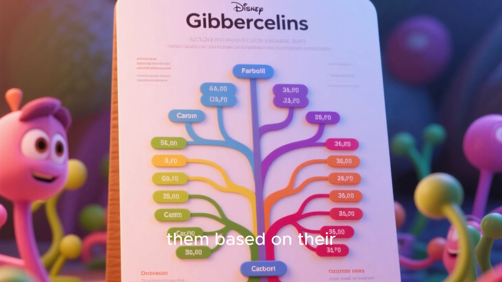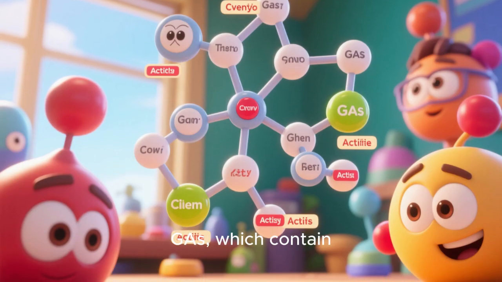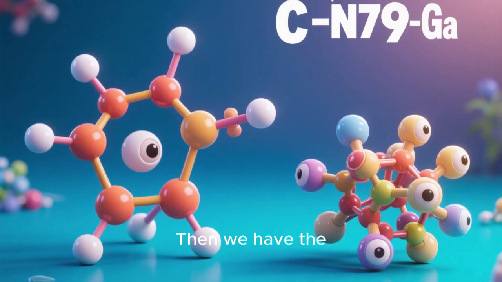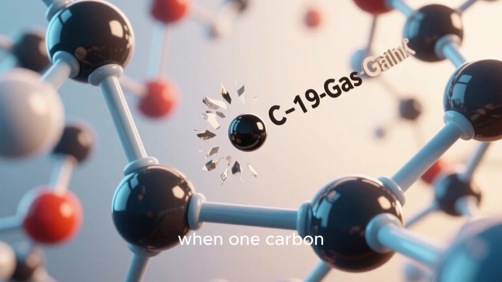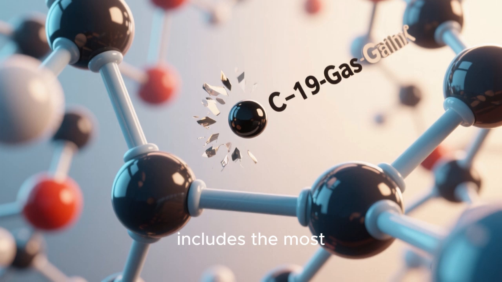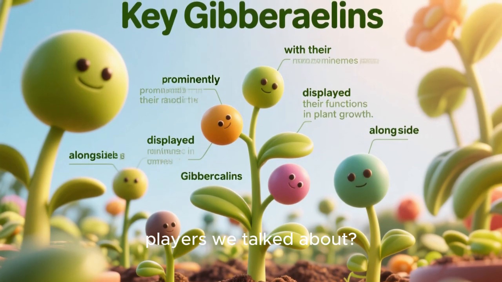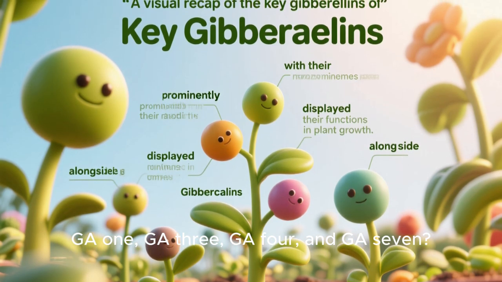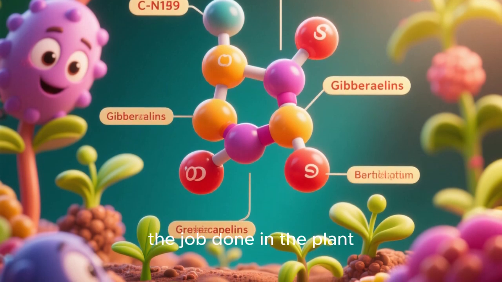To make sense of the huge family of gibberellins, scientists classify them based on their number of carbon atoms. We have C20 GAs, which contain 20 carbons. These are typically the inactive precursors. Then we have the C19 GAs, which have 19 carbons. These are formed when one carbon atom is removed from a C20 GA, and this group includes the most biologically active forms. Remember those key players we talked about: GA1, GA3, GA4, and GA7. They are all C19 gibberellins, and they're the ones that get the job done in the plant.